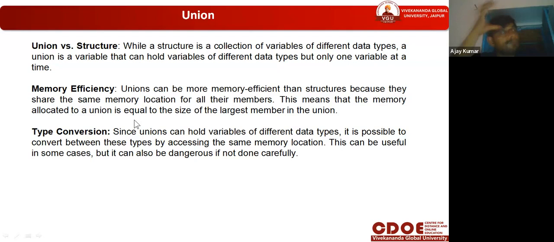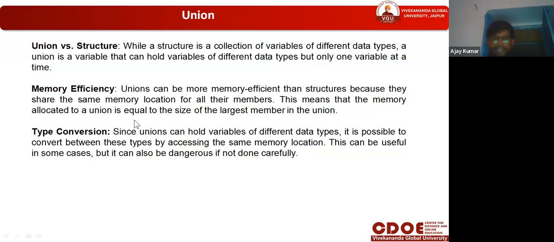Memory efficiency: a union can be more memory efficient than a structure. Memory efficiency is much better in a union than a structure. A union can be more memory efficient than a structure because its members share the same memory location, whereas in a structure all members are allocated, but in a union only the maximum size of a member is occupied.